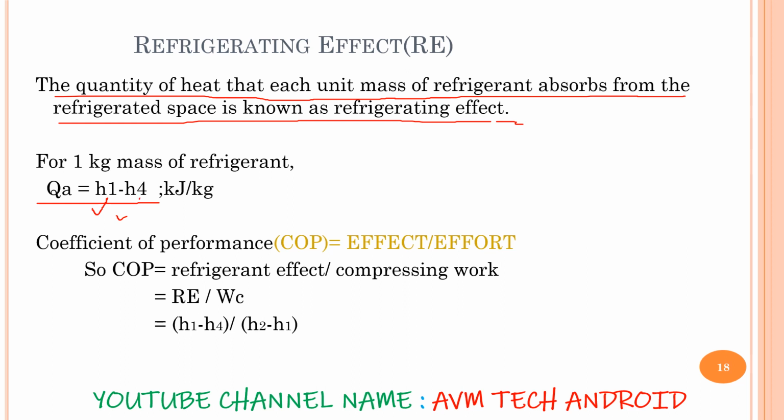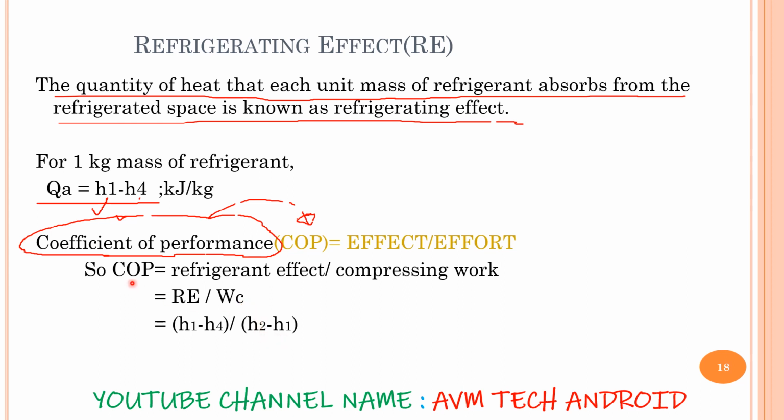Now if we want to know the performance of a refrigeration system, the term we use is COP. So COP, that is the coefficient of performance, and its value is effect divided by effort. What is the effect? That is the refrigerant effect. What is the effort? We have to provide electrical energy, power, or compression work. So it is RE divided by WC. RE is H1 minus H4, and compression work is H2 minus H1.